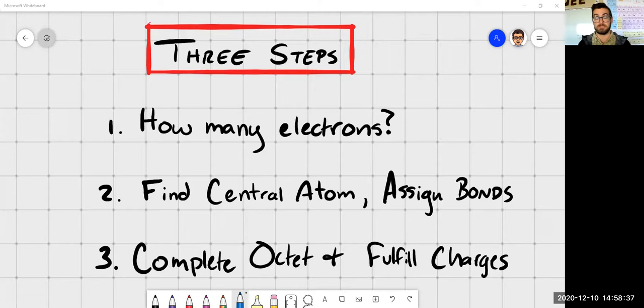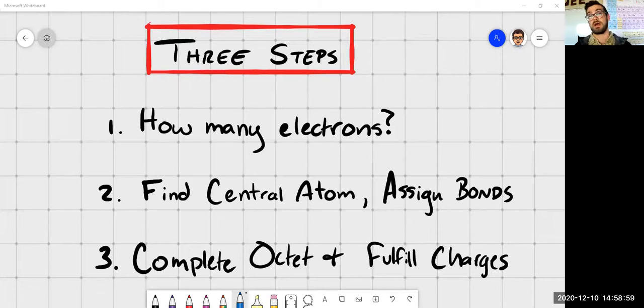Right now, those polyatomic ions are very simple. They have those central atoms bonded to the individual outer atoms. Your third step is to complete your octet for each one of those atoms, if possible. Of course, hydrogen doesn't complete an octet, but make sure you complete the octet and fulfill charges. What do I mean by that? You're going to see in a sec.